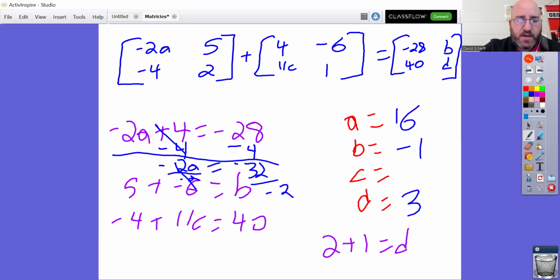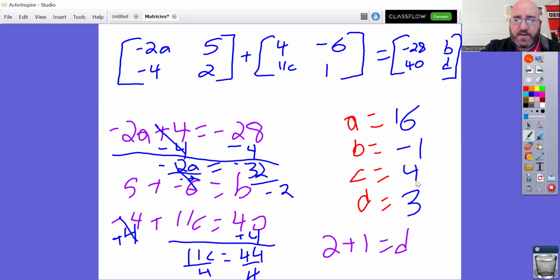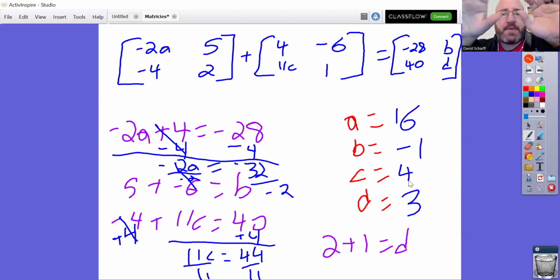And then for C, add 4 to both sides. 11C equals 44. Divide by, excuse me, divide by 11. I messed that up. My answer is 4, but I'm dividing by 11. Divide by 11, and C is 4. So there we go on that one. You just gotta remember, everything top left, top right, bottom left, bottom right goes together, matches up. Make sure you make little mini equations.